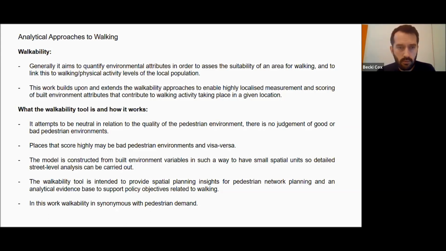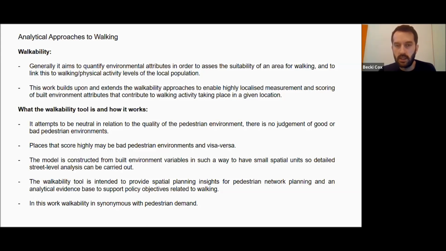of the street level. The approach also attempts to be completely neutral in relation to the quality of the environment. There's no judgment of somewhere being a good or a bad pedestrian environment, and therefore places may score highly which are really bad places to walk in, or they may have a low score and actually be very pleasant pedestrian environments.